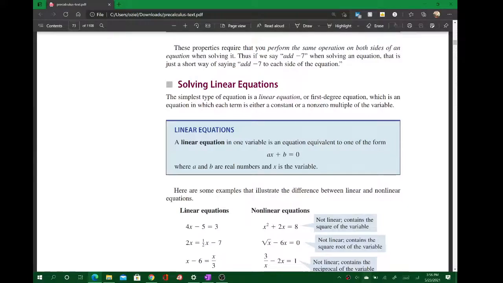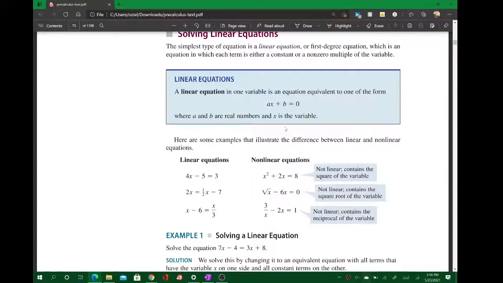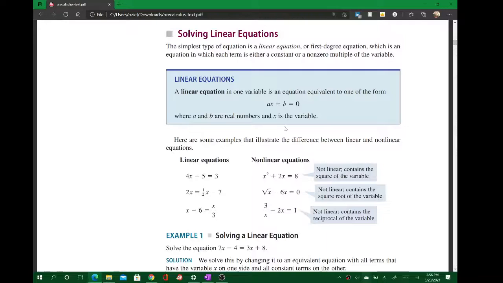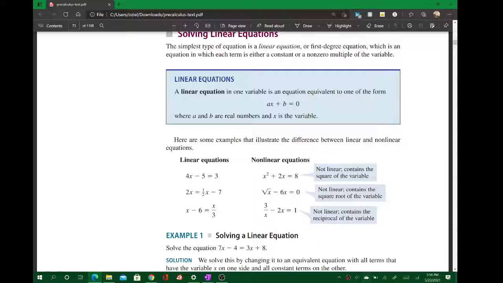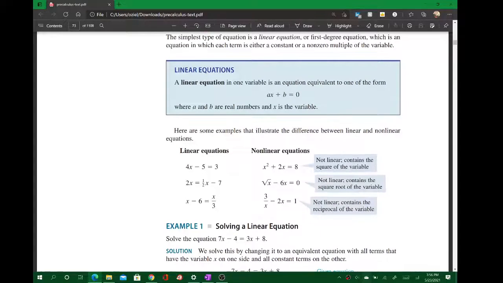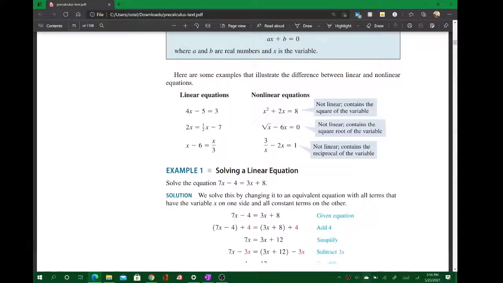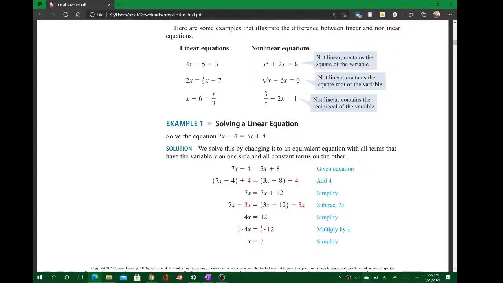And then we have a linear equation. These linear equations are of the form ax plus b equals 0. You can also say mx plus b. It doesn't matter whether you use ax plus b or mx plus b, as long as you don't use something like yx plus b, because that wouldn't make sense. This is a linear equation, and this is an example of one.